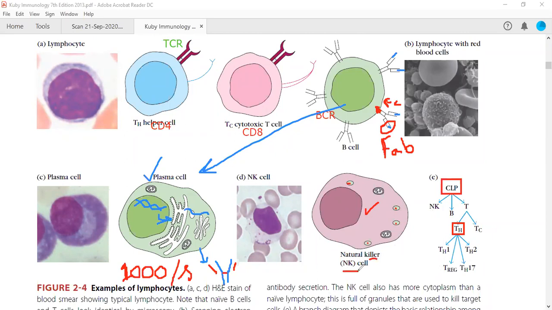So generally they are killing the altered self cells, which are actually called the tumor cells or cancer cells, which are showing unregulated proliferation, and they are multiplying at an uncontrolled pace. So these cells, natural killer cells, will kill those particular cells. All right.